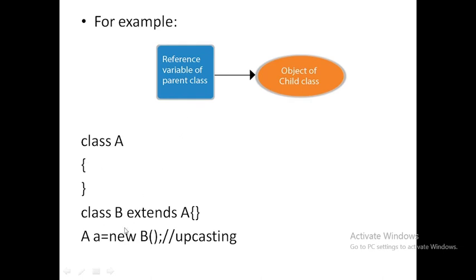I have taken two classes, A and B. Class A we consider the parent class, and class B the child class. By using the extends keyword we are inheriting the properties of the parent class into the child class. So class B extends A, which means upcasting. This is the example for upcasting.